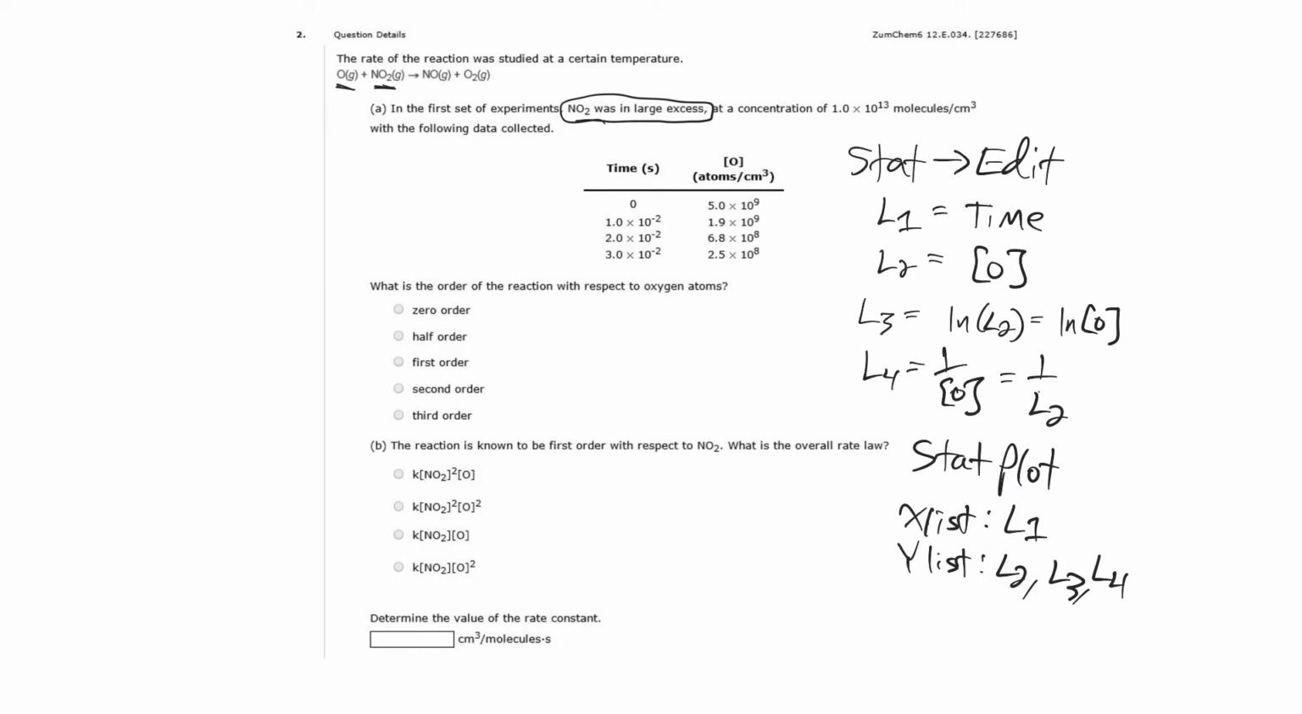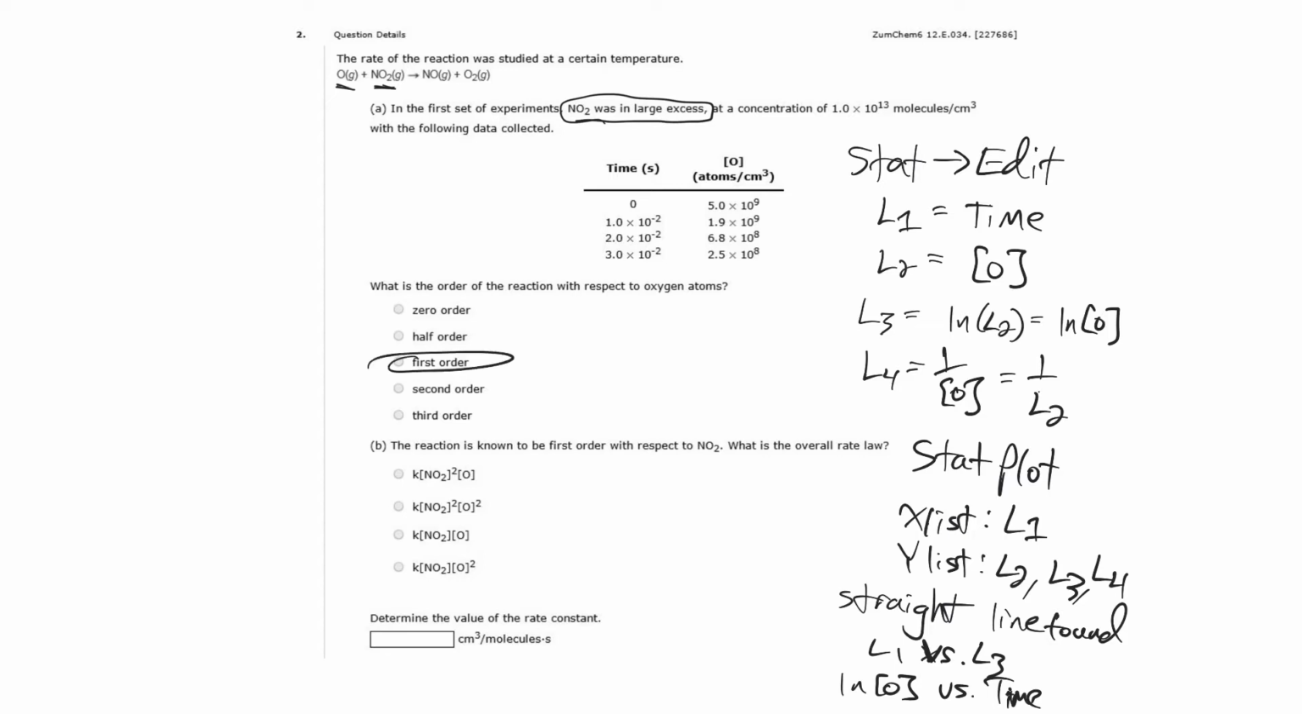As it turns out, we get a straight line, or the straightest of the lines, when we plot L1 against L3, which is the natural log of concentration versus time. Whenever that's the case, whenever the natural log of concentration against time gives you the straightest line, we have a first order reaction.